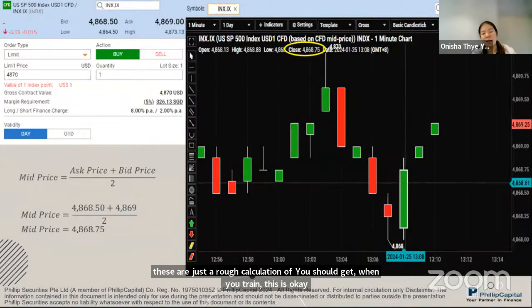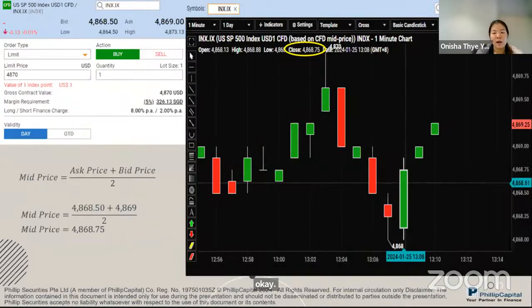Now, this is a side note on our CFD chart. We normally show a CFD mid price. From the ticker here, you can see there's the bid and ask price. And how we compute the mid price on our chart is by adding both the bid and ask price and dividing by 2. So this is the mid price that is shown on our chart.